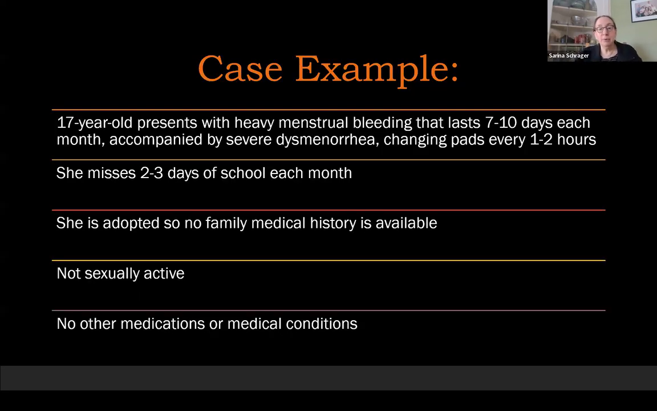Okay, so here's a case example. A 17-year-old presents with heavy menstrual bleeding that lasts 7 to 10 days every month, accompanied by severe dysmenorrhea, and she's changing pads every few hours. She misses 2 to 3 days of school each month. She's adopted, so we have no family history, and she's not sexually active. She has no other medications or medical conditions.